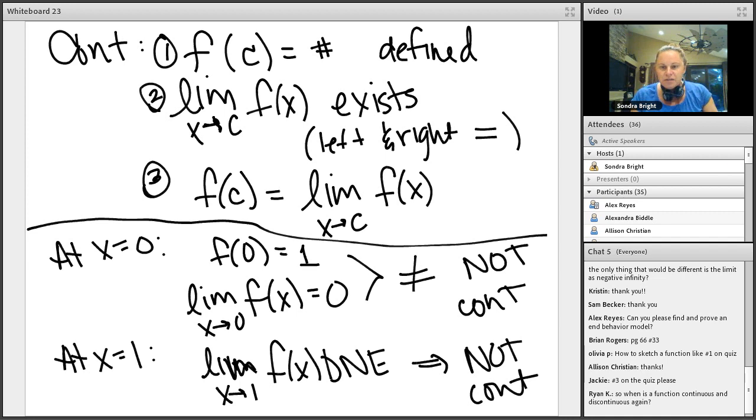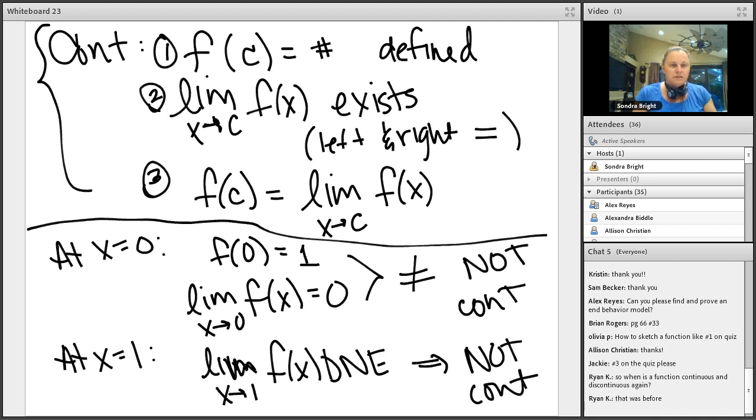When is a function continuous and not discontinuous again? Hopefully you typed that before I just wrote this. But okay, good. Yes. So I'm glad I wrote that. It's got to satisfy those three pieces. Okay, so that was that one. Number 9, multiple choice.